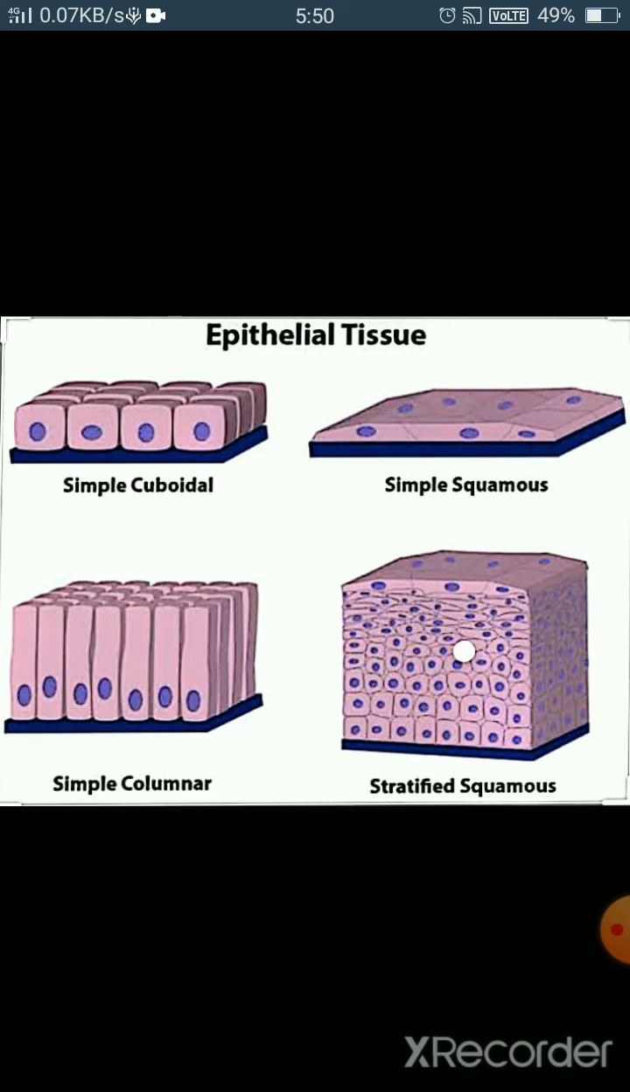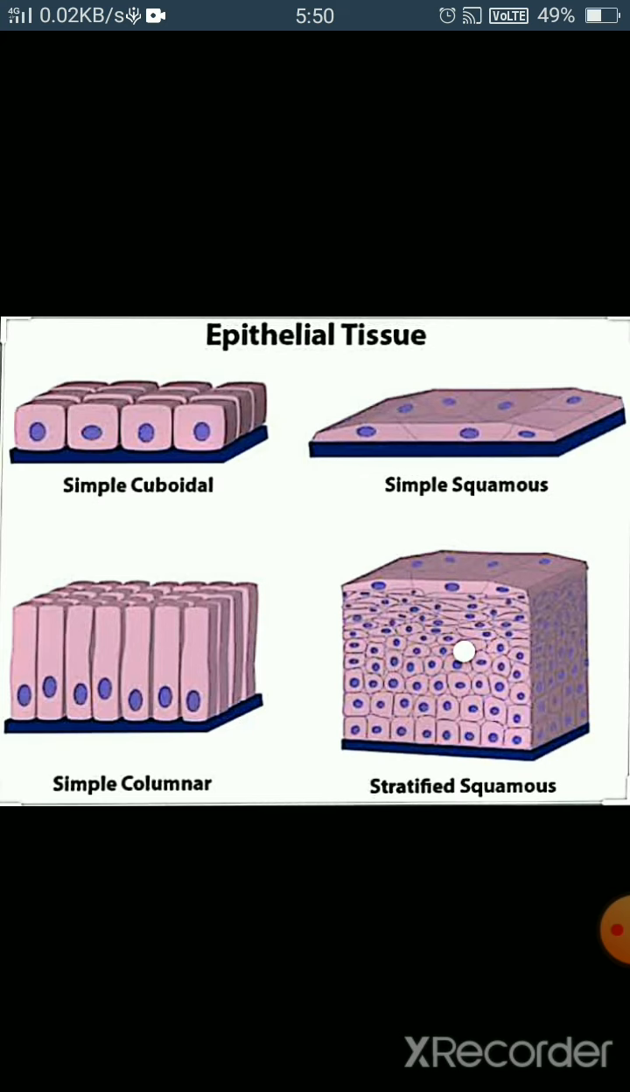Another is stratified squamous. When simple squamous cells are tightly packed on one another, they form stratified squamous tissue. It means they are arranged in a pattern of layers. When the squamous cells are arranged in layers, the epithelium is called stratified squamous epithelium.